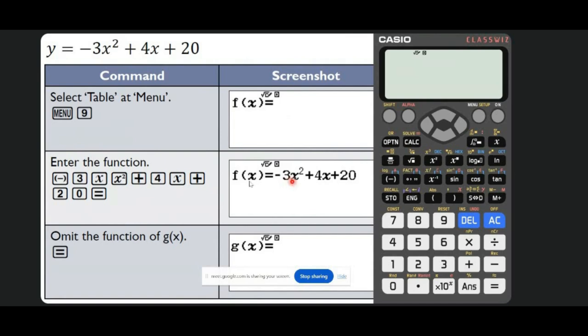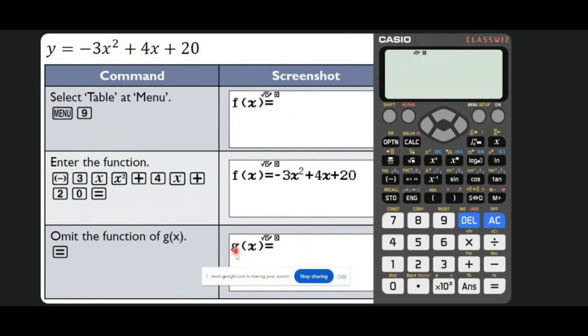Negative 3x squared. So how to key in the x squared? Here is the x symbol below the on button, and then the x squared symbol is beside the square root button. So you press negative 3, x button, and then x squared button. This is for negative 3x squared. Then press plus 4x plus 20. Then press the equal sign at the bottom, the white color one.